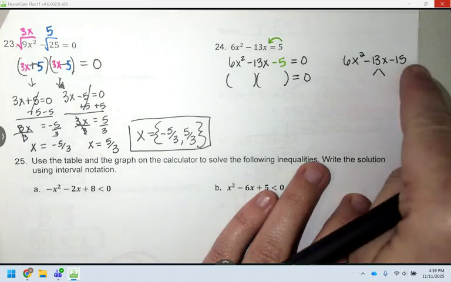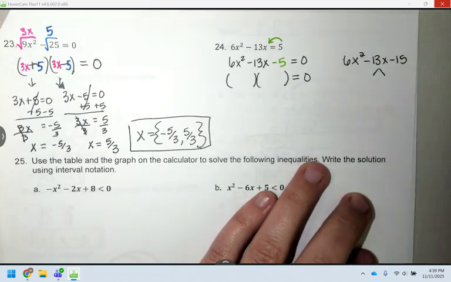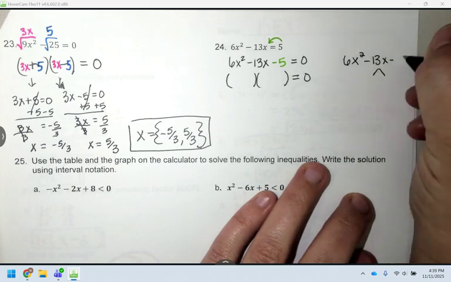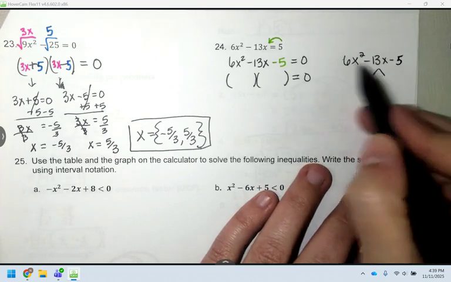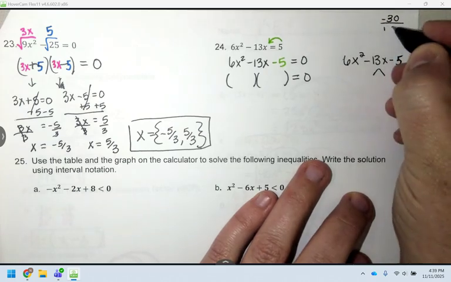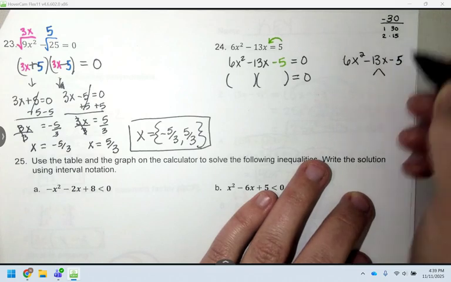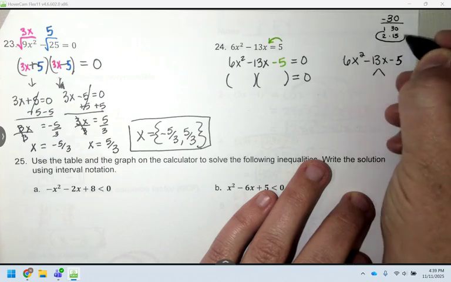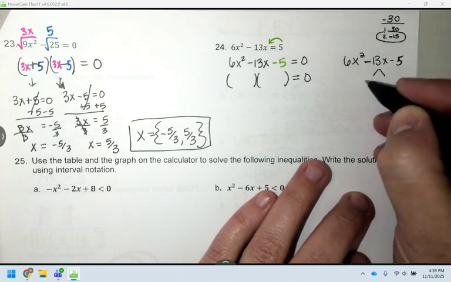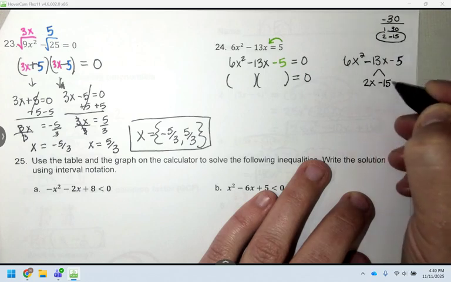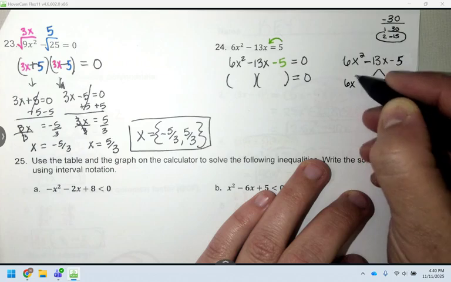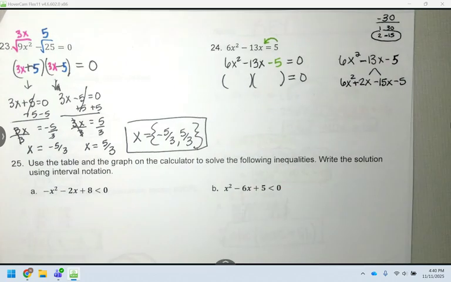Okay, multiply, that's supposed to be a 5, not a 15. There we go. Multiply a times c, that's a negative 30. 1 times 30, 2 times 15, that gives me 13 already. So the difference of these two is 13. To get a negative 13, that 15, the bigger number is negative. So 2x minus 15x. Drop down the negative 5 and drop down the 6x squared. This 2x was positive.